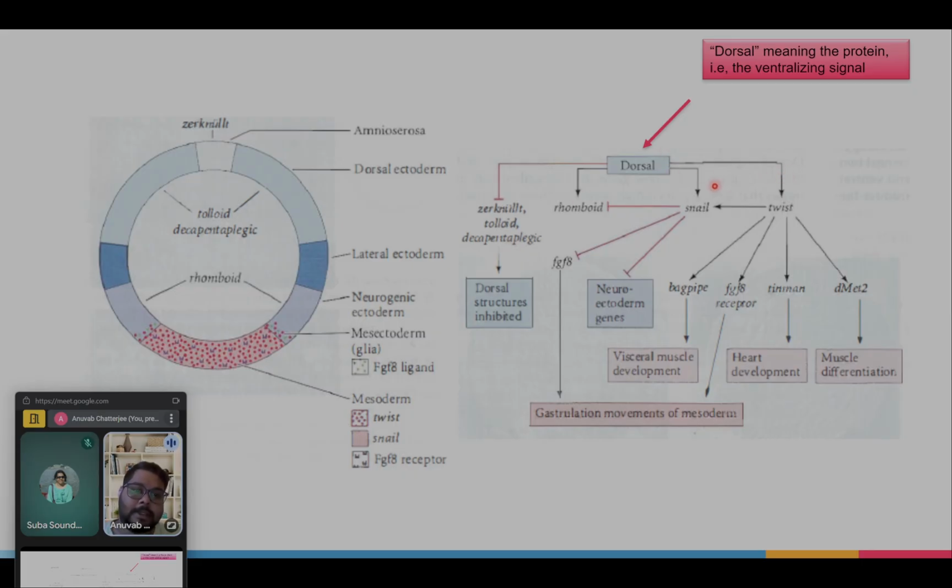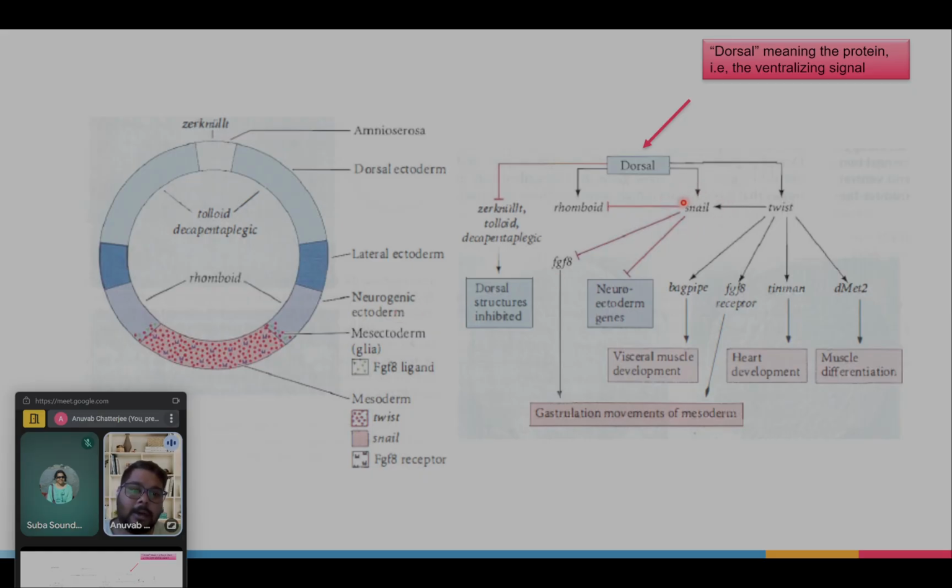Next, it activates three transcription factors: twist, snail, and rhomboid. So here you can see, this essentially causes twist and snail, both of them together, to first determine this to be the mesoderm layer, and twist in turn activates snail further, but snail inhibits rhomboid. So in the most ventral region, rhomboid is not activated, and rhomboid instead is activated a bit further down in the neurogenic ectoderm.